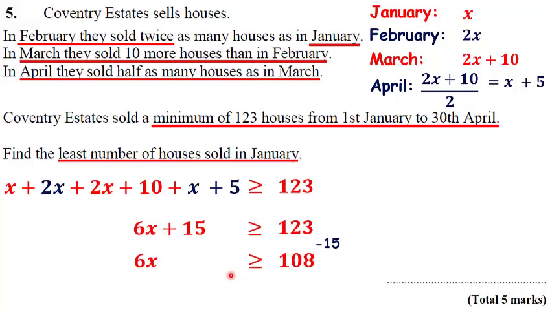So 6x is greater than or equal to 108. That 6 is times the x, so the opposite of that is to divide by 6. 108 divided by 6 is 18. You can use a calculator for this. This is a calculator paper. x is greater than or equal to 18. What's the least number of houses that x could be? So what's the smallest number that x could be? x is greater than or equal to 18, so it could definitely be 18. That's the least number of houses that they could sell.